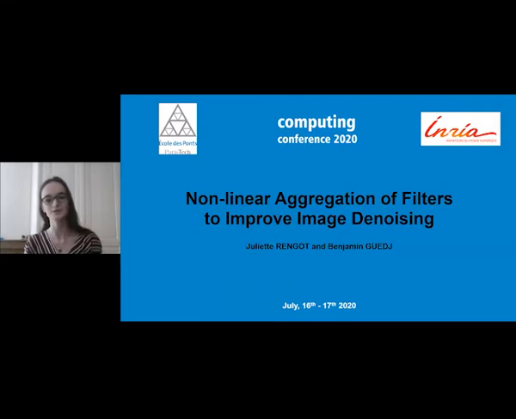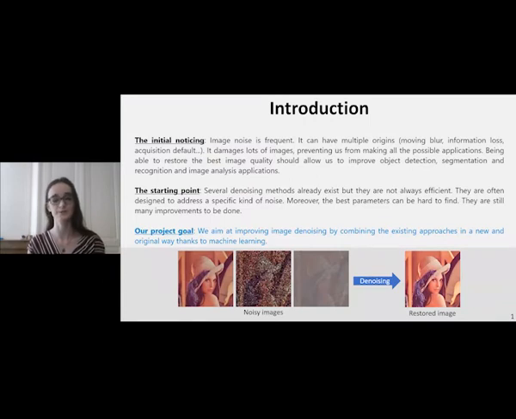I am really glad to share with you a project I've done with Guedj and Juliette about nonlinear aggregation of filters to improve image denoising. Images are everywhere, but they are often noisy and so not so easy to use. Noise can have multiple origins: motion blur, information loss or acquisition defaults. We know that several denoising methods already exist, but there are still many improvements to be done.